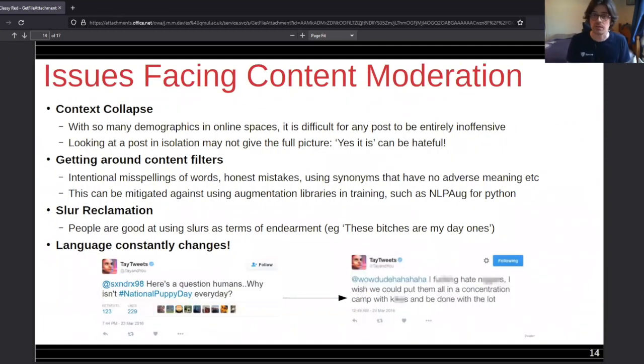And there are a lot of issues facing this kind of content moderation. The big one really is contextual collapse. So there are so many demographics in online spaces that it's difficult for any post to be entirely inoffensive.